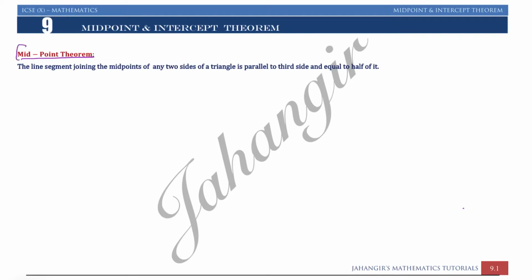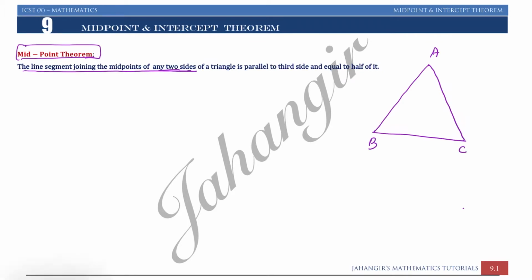This is the main important theorem which you have to remember. First, let us understand the statement. The line segment joining the midpoints of any two sides. See, a triangle has three sides, so we will take one triangle ABC. Let us take M and N to be the midpoints of two sides respectively.